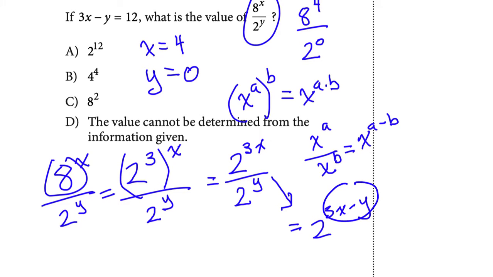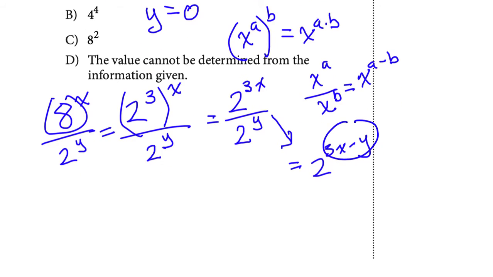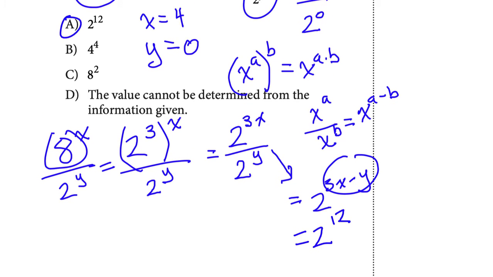3x minus y and 3x minus y are both right there. What can I substitute out for 3x minus y? I mean, I could, but that isn't going to help me. Jose? 12. 3x minus y is 12, so this now can be equal to 2 to the power of 12. Wow. Mathemagical.